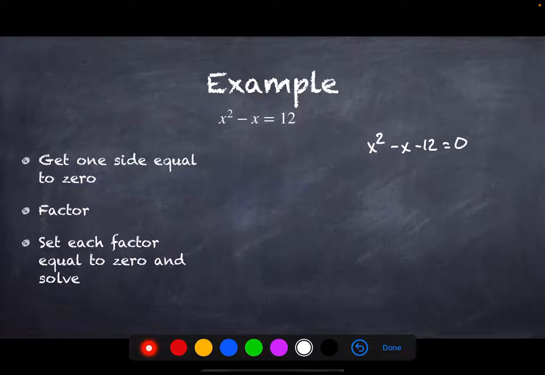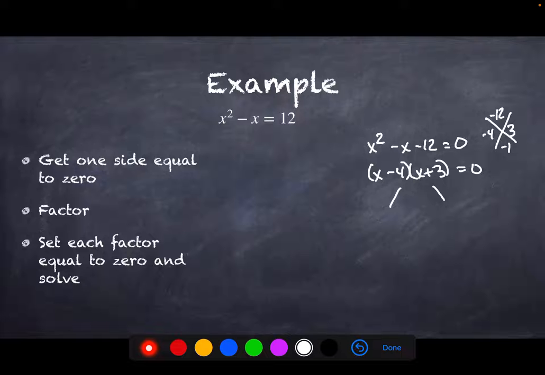And so then we're going to factor. That means I'm looking for what multiplies to negative 12 and adds to negative 1. And it looks like negative 4 and 3 will do the job. So I have x minus 4 times x plus 3 equal to 0. I've factored. Now I'll set each factor equal to 0 and solve. This step you probably are doing in your head at this point, but I'll write it here anyway. So that gives us x equals 4 and x equals negative 3. So those are our two solutions, 4 and negative 3.